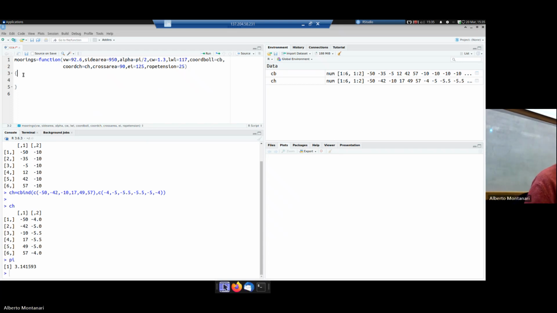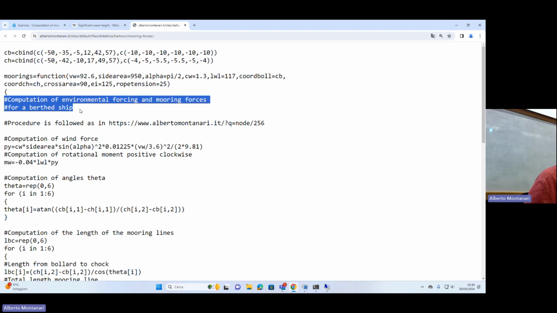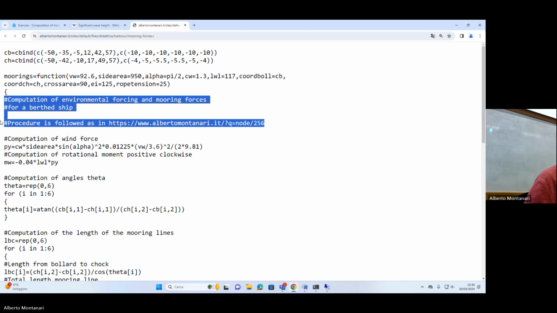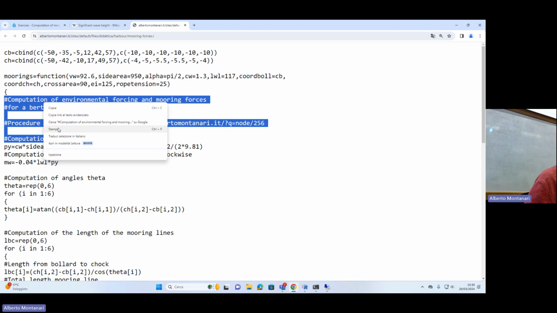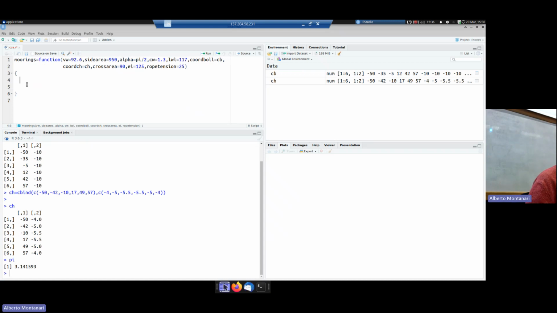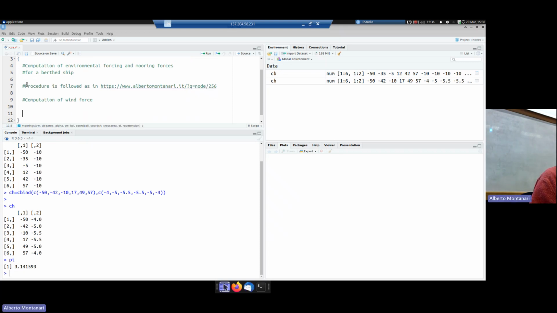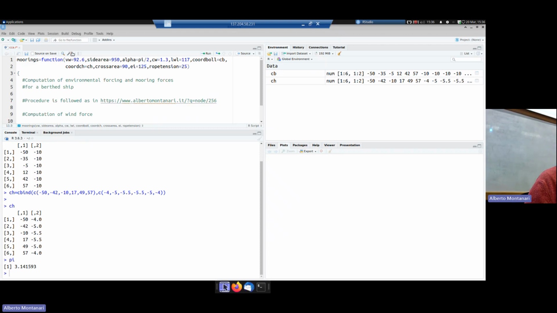Okay, now let's write the content of the function. Let's refer back to the R code. Here you have 2 comments. We can copy them, and then up to here. Copy. Paste. Okay. Now, computation of wind force is easy. We have already everything here in the argument of the function.